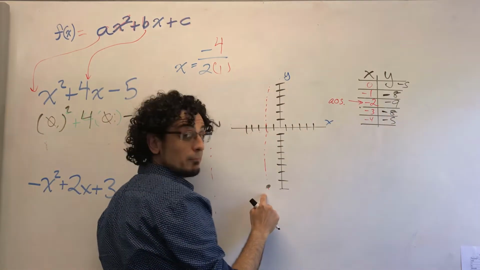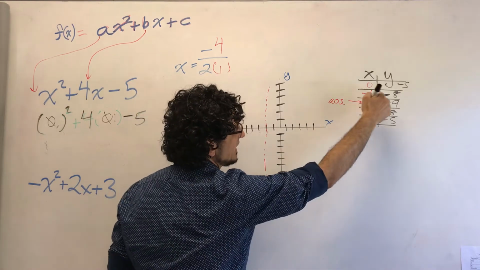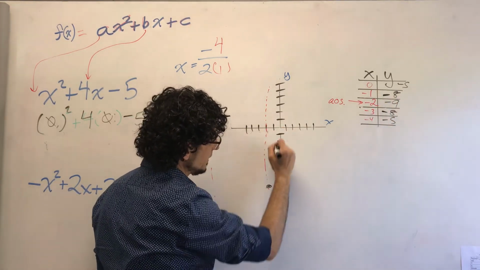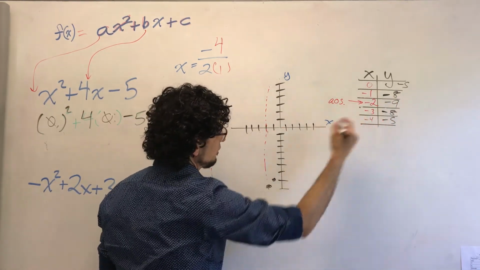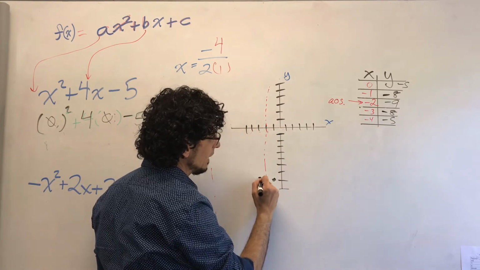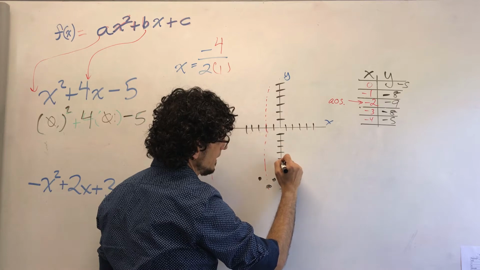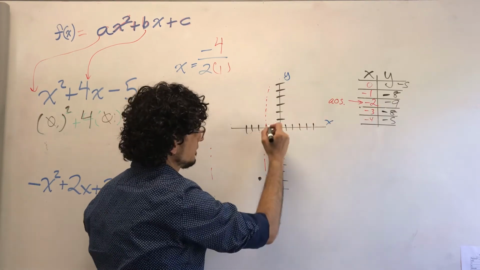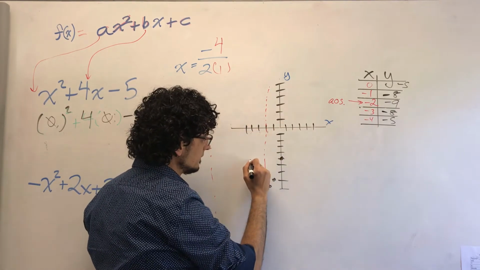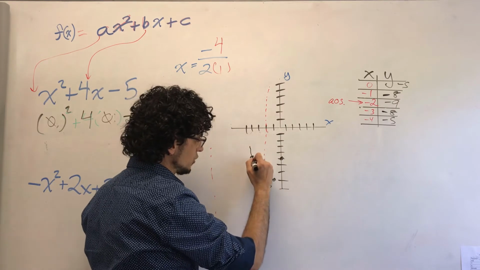So I have -2, -9 marked right here. And then I have -1 and -8. So -1, -8. And then I have -3, -8. And then I'm at 0, -5. And then I'm at -4, -5. So -4, -5, okay?